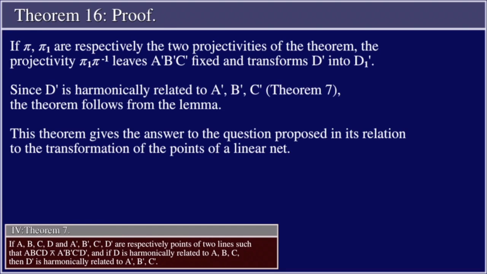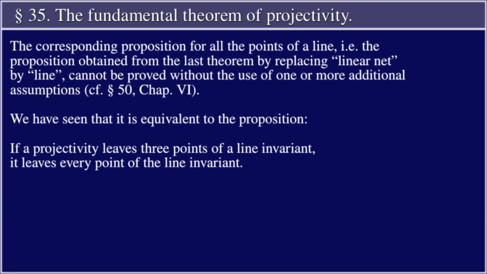This theorem gives the answer to the question proposed in its relation to the transformation of the points of a linear net. The corresponding proposition for all points of a line, i.e., the proposition obtained from the last theorem by replacing linear net by line, cannot be proved without the use of one or more additional assumptions, chiefly Section 50, Chapter 6. We have seen that it is equivalent to the proposition, if a projectivity leaves 3 points of a line invariant, it leaves every point of the line invariant.